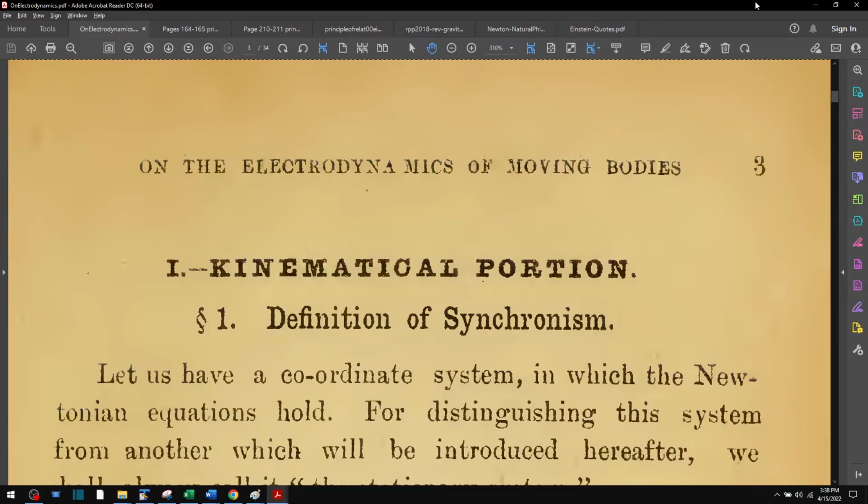On the Electrodynamics of Moving Bodies, it's where Einstein first introduced the theory of special relativity. You'll notice it starts out with, let us have a coordinate system for which the Newtonian equations hold. Think about that for a second. Hold on to that.